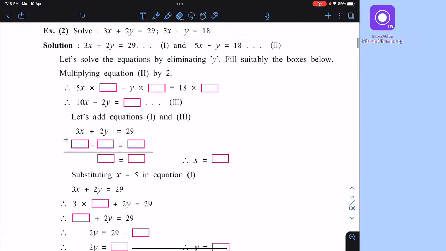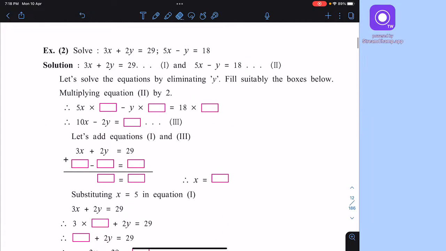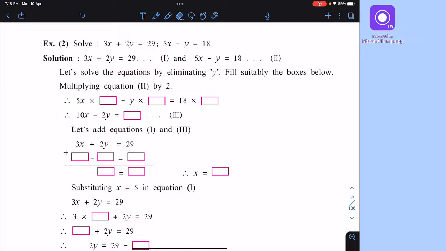We have seen page number 2 last time. Let us study page number 3 today. Here we are asked to solve equation 3x plus 2y is equal to 29 and 5x minus y is 18. As we said in the solution, we have to give the numbers to the equation. The first is 3x plus 2y is 29, that we are numbering as 1. And second is 5x minus y is 18, that we are giving the number 2.